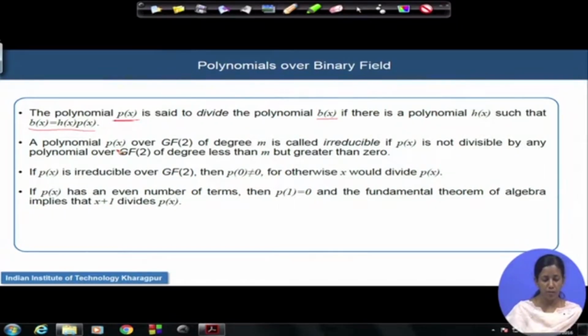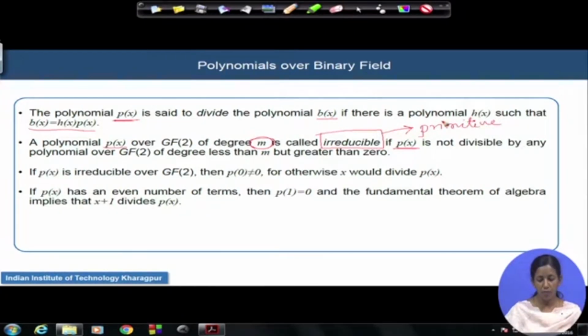Now, think of a situation where a polynomial p(x) over Galois field 2 has a degree of m. It is said to be irreducible if and only if it is not divisible by any other polynomial having a degree less than m but greater than 0. So why are we so interested in the irreducible polynomial? Because we will see that it has some connection later on with the primitive polynomial.